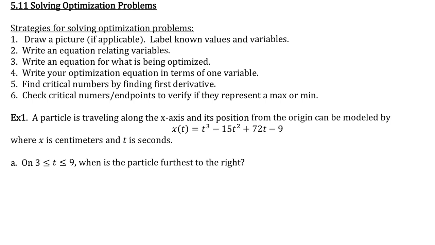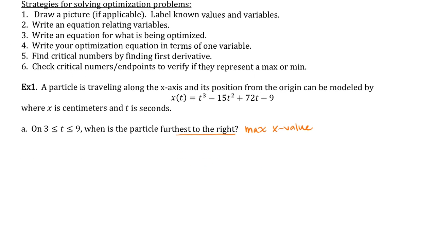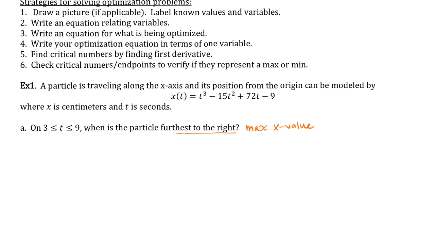Okay, we want furthest to the right. The equation they gave me is the equation for the position of x, so we want the maximum x value, which is why this is an optimization problem. I already have the equation I need to optimize, so I'm going to go ahead and find my critical numbers by using the first derivative. So first derivative of x prime of t equals 3t squared minus 30t plus 72.